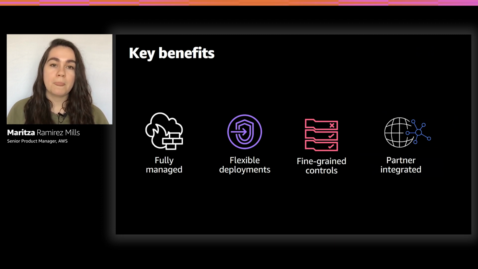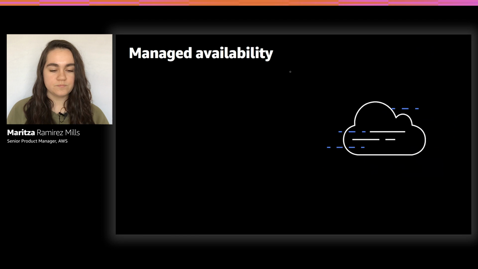Additionally, AWS Network Firewall provides highly customizable controls, allowing you to define allow or deny conditions based on more than just IP, port, and protocol. And then we'll look at how AWS Network Firewall is fully integrated with your existing security ecosystem, making it easy to use alongside your existing security tools. So let's look at these in a little more detail, starting with managed availability.